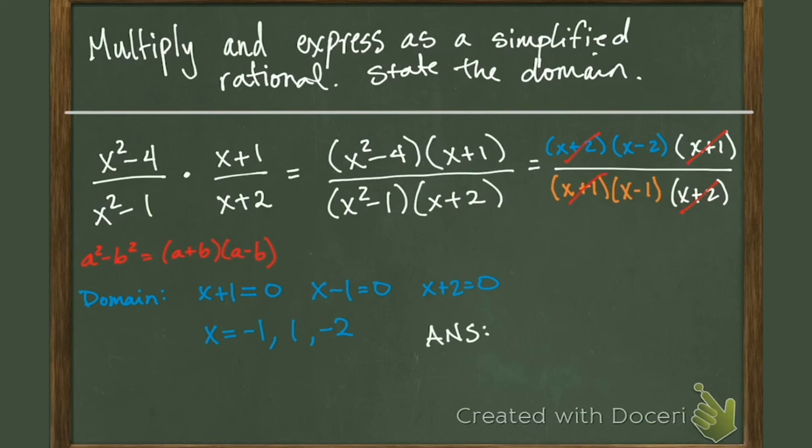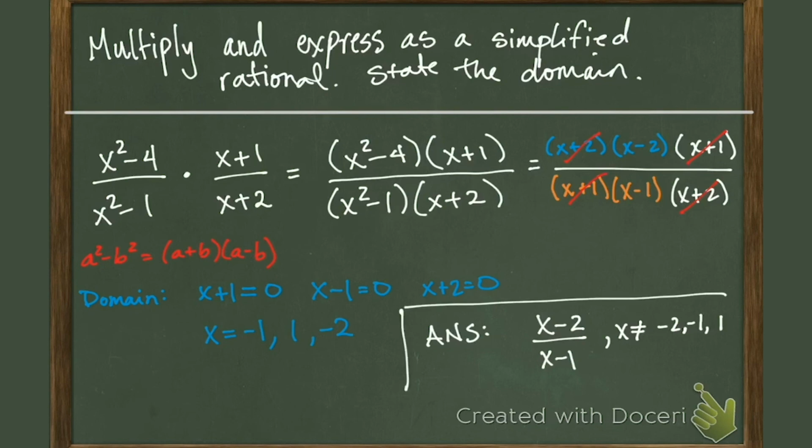And now here's my final answer. I'm going to rewrite it, because I just can't have all this x stuff; it's just messy. So to write it neatly: x minus 2 divided by x minus 1, and x cannot equal. It doesn't really matter the order in which you write these: -2, -1, or 1. I just like to go least to greatest.